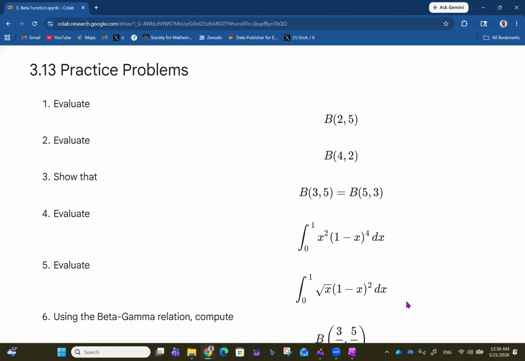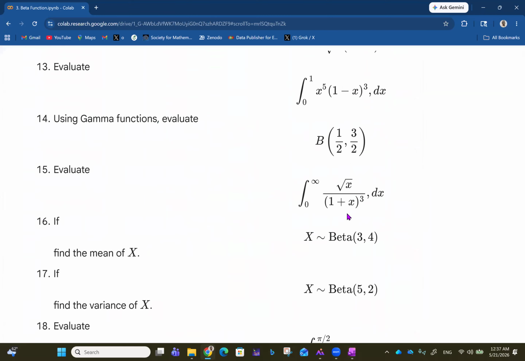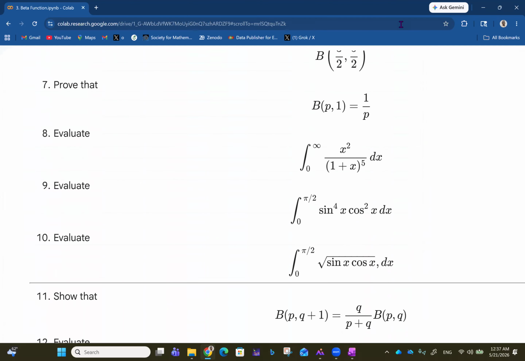So okay, let me show problem 8 again. Problem 8 says to evaluate integral from 0 to infinity of x squared over 1 plus x raised to 5 dx. And 9 says to evaluate integral from 0 to pi over 2 of sine 4x cos squared x dx. So we'll apply some of the relationships we were able to develop while dealing with all of those things. So let's go for this now.